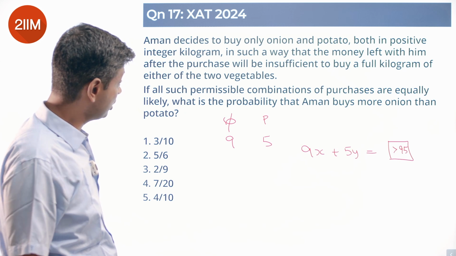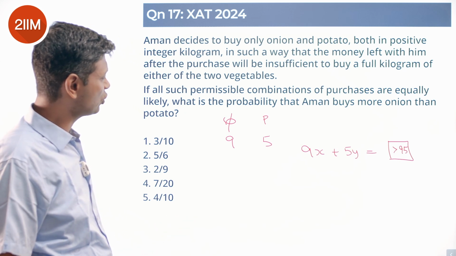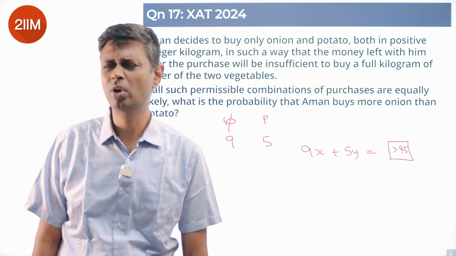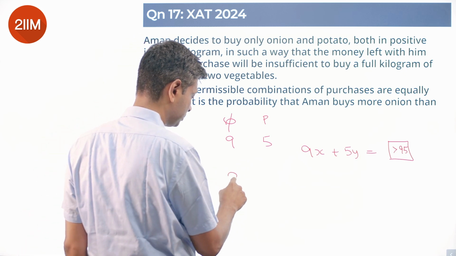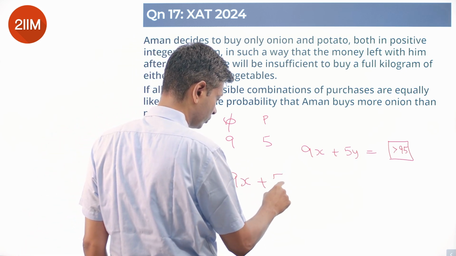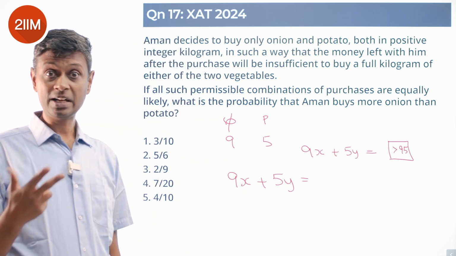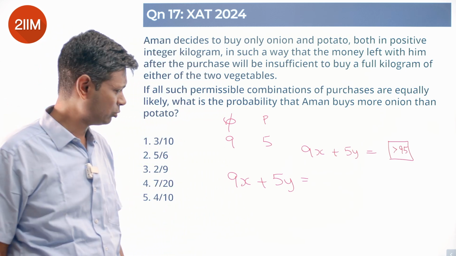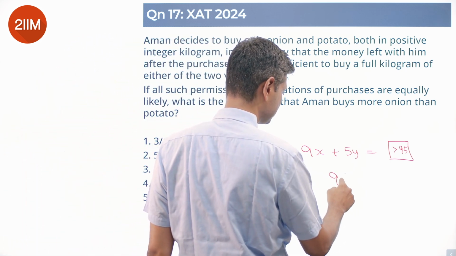If all such permissible combinations of purchases are equally likely, what is the probability that Aman buys more onion than potato? What is the probability that he buys more? So 9x plus 5y is 96, 97, 98, 99 or 100. I don't know which one. So I'm going to try for one solution. I'm going to say, hey, let this be 96.